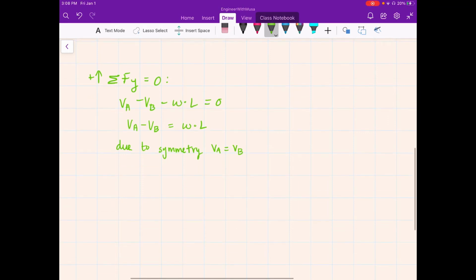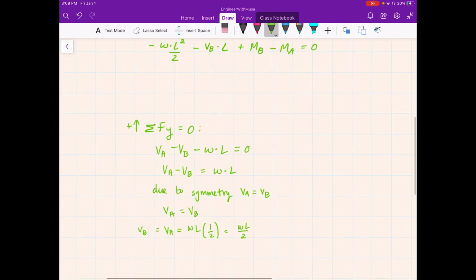Okay, so now that's going to leave us with VA is equal to VB, and we know that VA is going to have to equal half of omega L. And that goes for VB as well. So therefore, it's equal to omega L over 2.